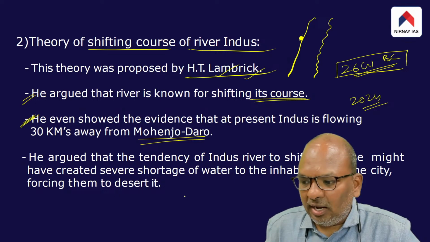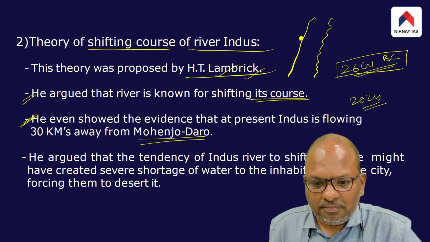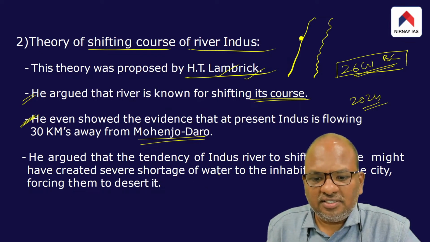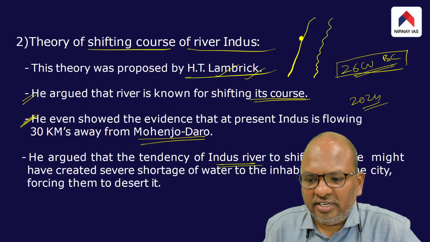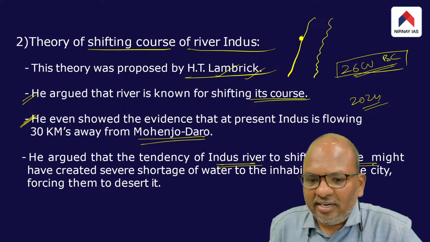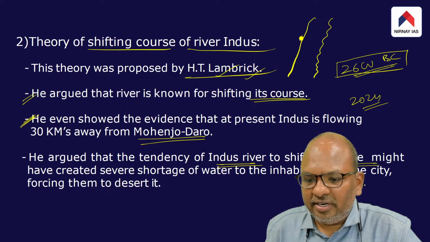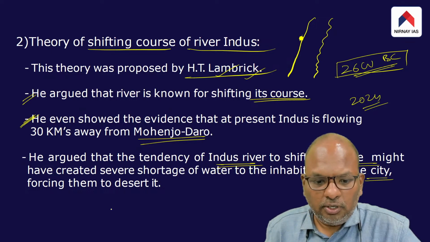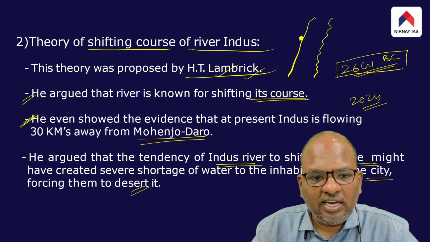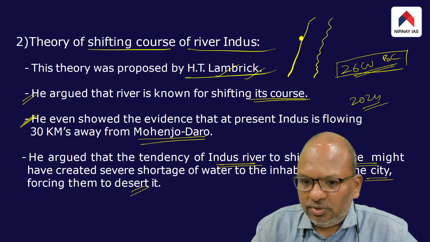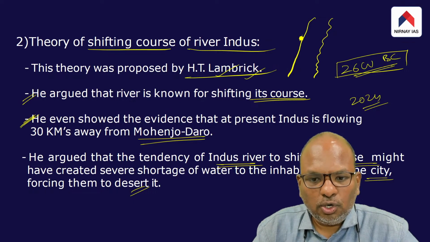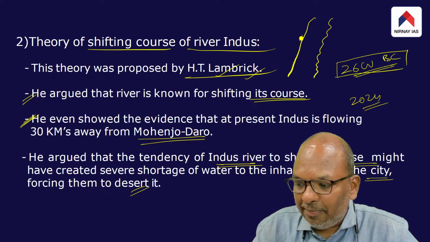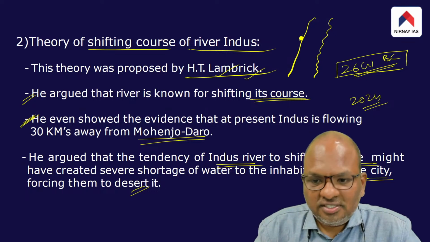So basically, he argued that this frequent change of course of river Indus might have resulted in water shortage. The point is, Lambrick argued that this tendency of the river Indus to shift its course frequently might have created water shortages for the inhabitants of the city, forcing them to desert that city. So basically, what was his argument? He argued that the change in the course of the river might have resulted in a severe water shortage in the city, forcing them to desert the city.